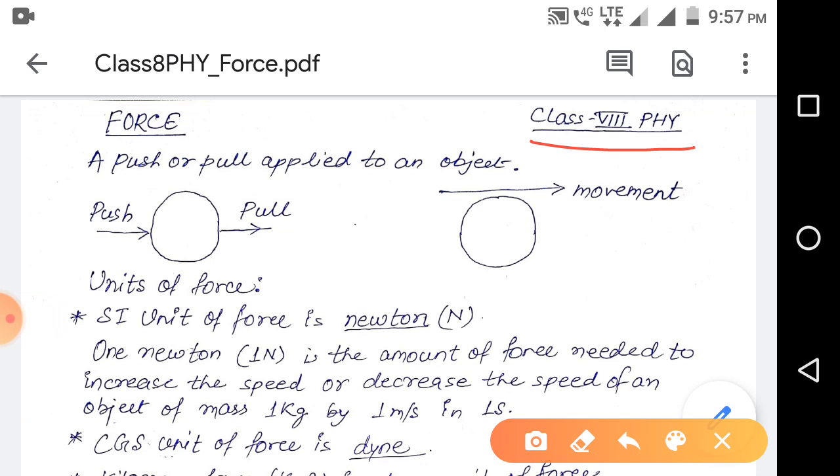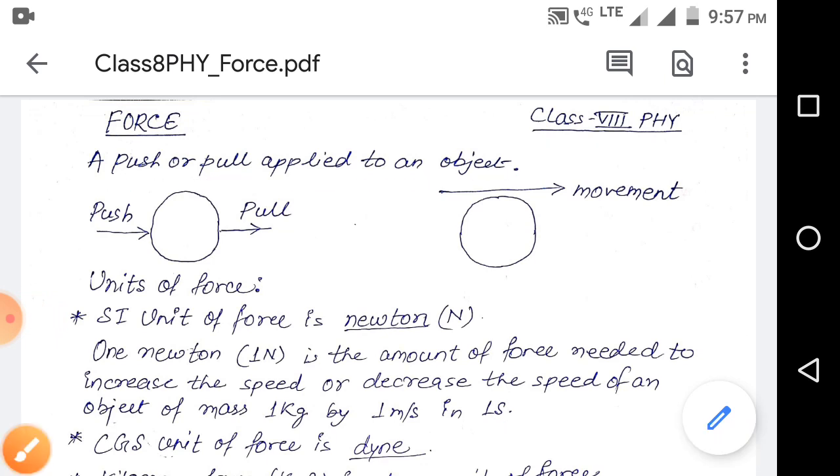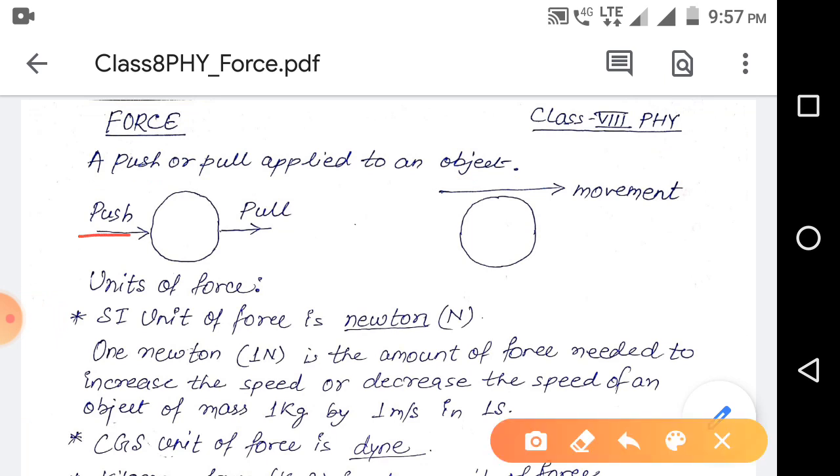So, first of all, we know about what the force. What is force? A push or a pull applied on an object is called force. In this figure, we have an object as a ball. Maybe the push is applied on the ball or a pull is applied on the ball. This causes the movement of the ball. That means the ball starts to move. So the movement is caused by the factor called force. This is the effect of force. That means force can cause motion.